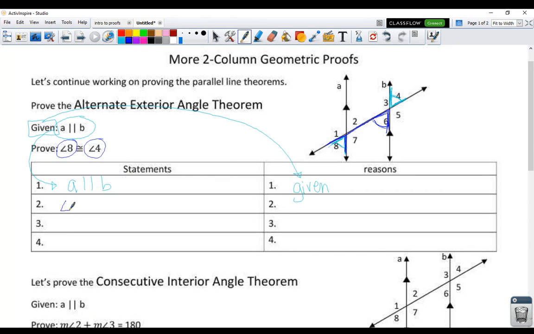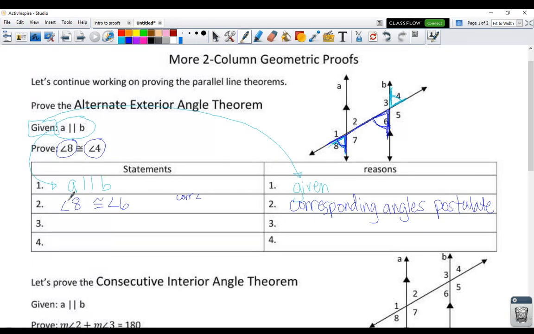So I'm able to write down that angle 8 is congruent to angle 6. These are corresponding angles. So the reason is the corresponding angle postulate, which says if parallel lines are cut by a transversal, then corresponding angles are congruent. So this is always true. Every time you have parallel lines, you have congruent corresponding angles. So that's a great place to start, by finding a pair of corresponding angles.